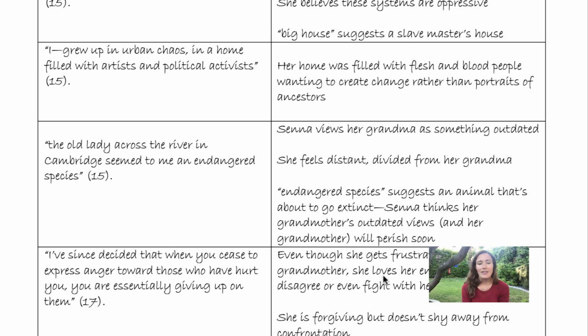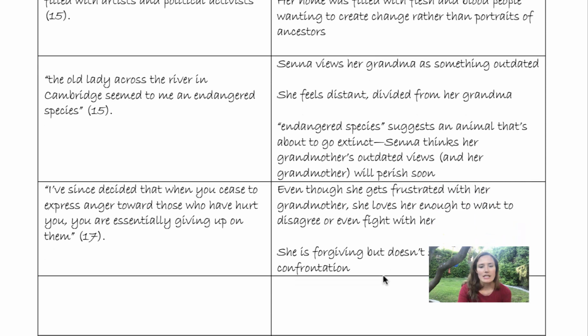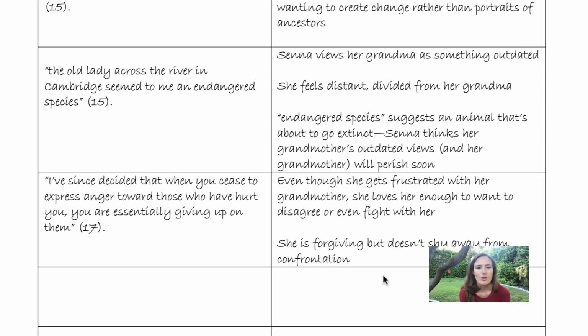And then definitely endangered species suggests an animal that's about to go extinct, which implies that Senna thinks her grandmother is about to go extinct or is kind of outdated, and her views are old-fashioned, and that those views will perish soon. So it might not seem like a very polite way of describing one's grandmother, but here Senna isn't being particularly polite. She's talking about how she used to view her grandmother before they had this moment of connection.